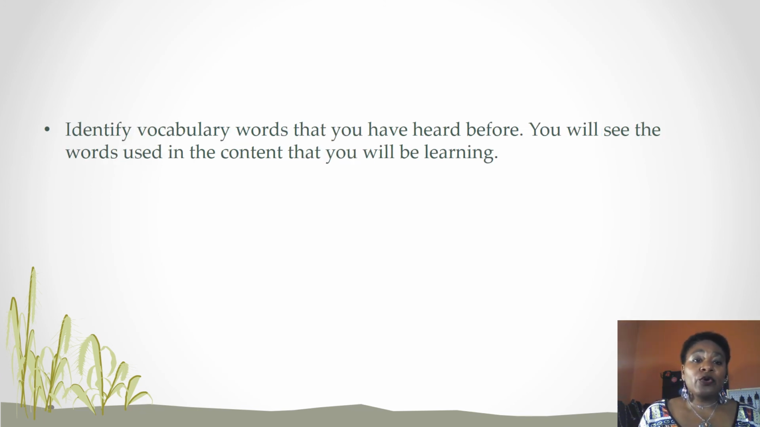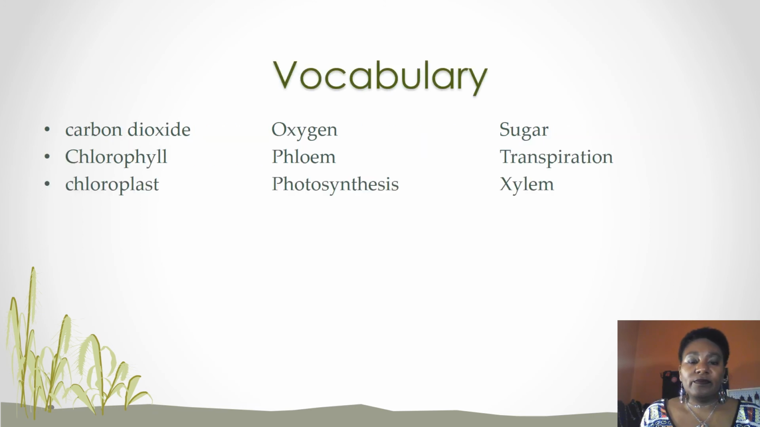At this point, we're going to get ready to identify vocabulary words that you have heard before. You will see the words used in the content that you will be learning. So we're going to look at our vocabulary words in the context in which they relate to plants and photosynthesis. Let's review our vocabulary words together.